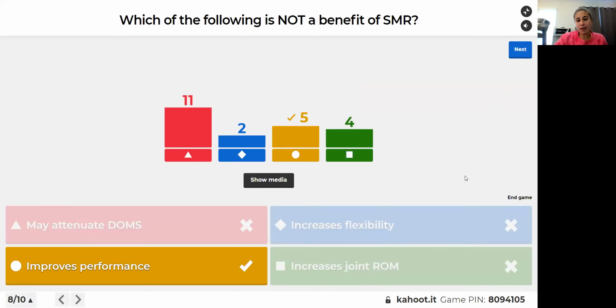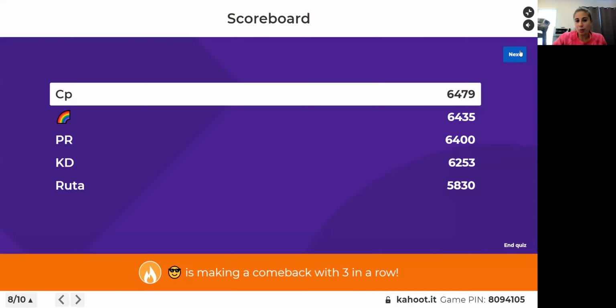Yeah. So most of them are negligible, right? It may attenuate DOMS, it may increase flexibility, it may increase your range of motion, but again, it hasn't really proven to improve much performance. So don't worry, I'm not going to ask you such a trick question on a test like that. But again, the tool of SMR is not to increase performance. That's not what it's doing, right? So don't worry if you didn't get that one right, but it's a trick.